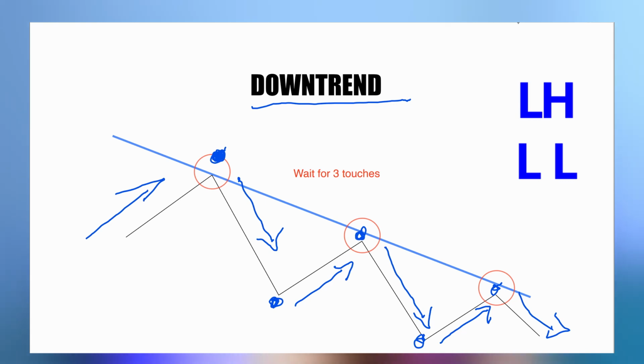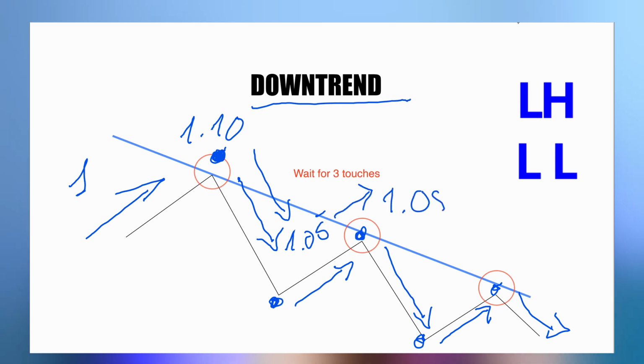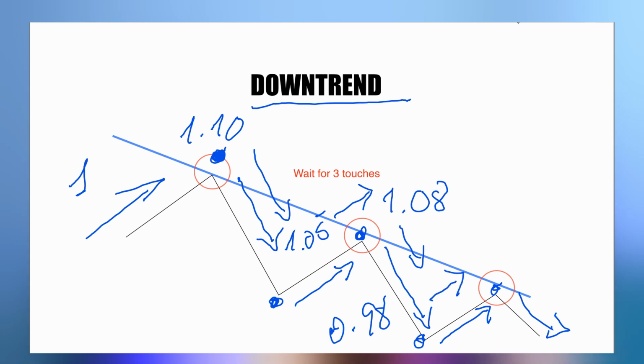So let's say we have $1, and then here $1.10, and then here we have $1.05. Price is going up and down. We have $1.08, and then on the way down at the low we have 0.98 cents, and then we have, it's just an example, 1.02, and then it goes down. So that's what it means basically. Same for an uptrend, price will be going up, downtrend, price is going down.